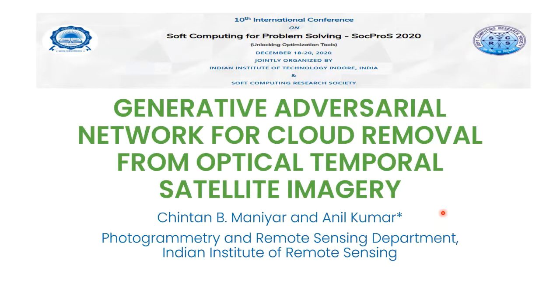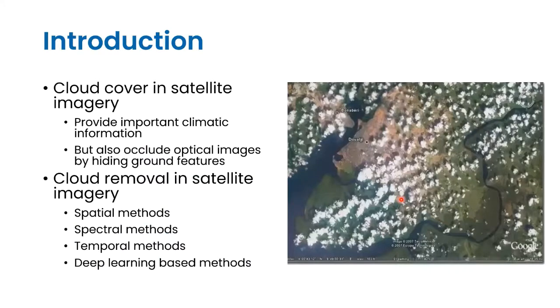Today I will be presenting a paper on generative adversarial network for cloud removal from optical temporal satellite imagery. Whenever we talk about remote sensing, the clouds in the Earth's atmosphere are imminent. While they provide important information about the climate, meteorological data, and weather conditions, they are an obtrusion when we talk about optical remote sensing and when we want to observe the ground features.